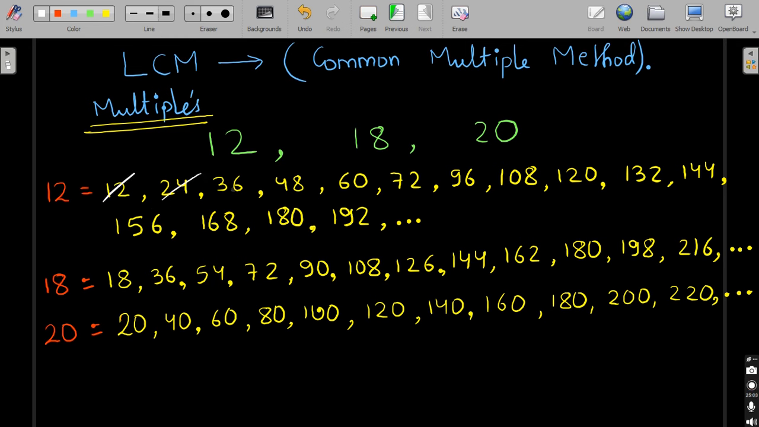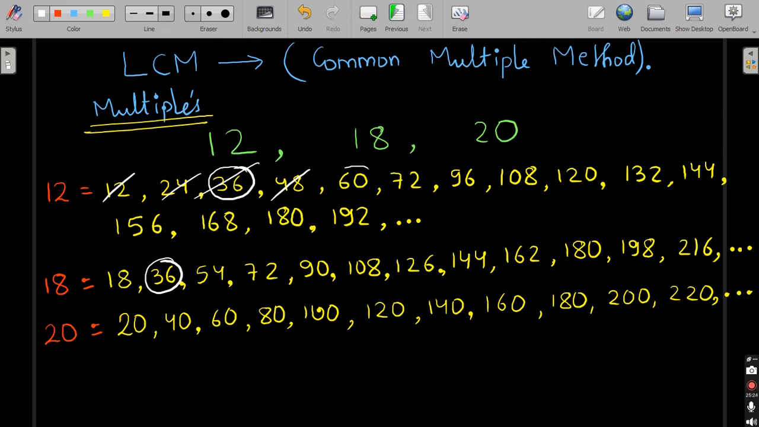24 is there? No, 24 is not there. 36, yes, 36 is there, but in the third column, in 20, 36 is not there, so I can't take it. So this also I will cancel. 48 is there in all the columns? No, 48 is not there because in the 18 table, a multiple 48 is not there.